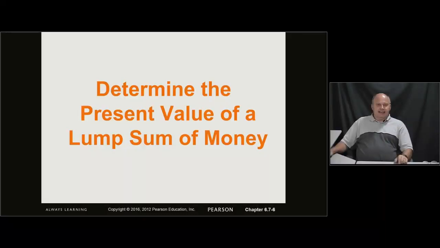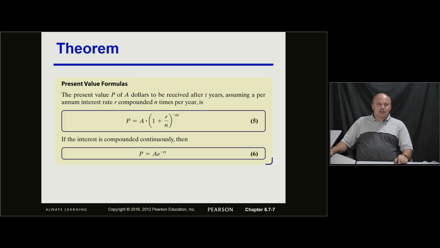We're still in 6.7. This is our second video. Determine the present value of a lump sum of money. So the present value formula is P equals A times (1 plus r over n) raised to the negative nt power. This is the same formula that was in the other section, except they solve for P instead of leaving it solved for A.